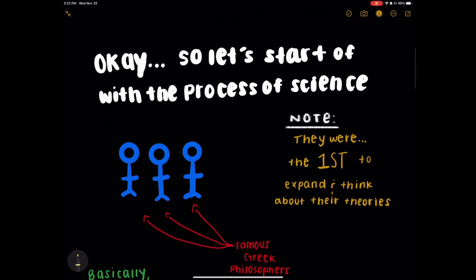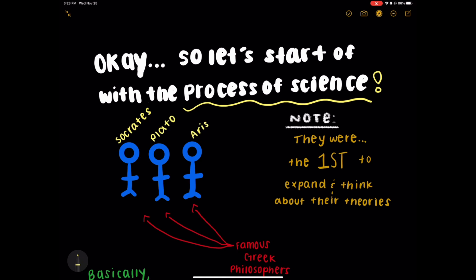So today we are going to start off with the process of science and the background knowledge of how science and the process of how it came into the world as we know it today. To start, Socrates, Plato, and Aristotle were among the most famous of the Greek philosophers. They were among the first to expand and think about their theories. They often disagreed with each other, but that's often how science works.